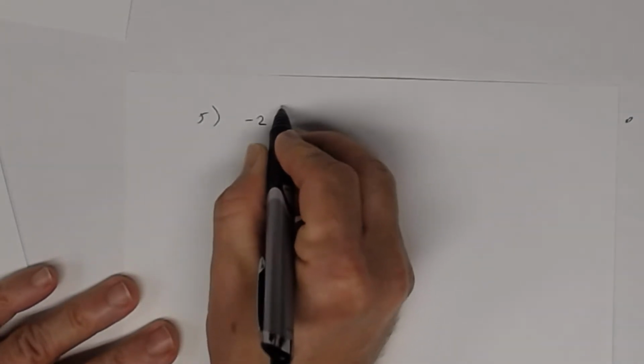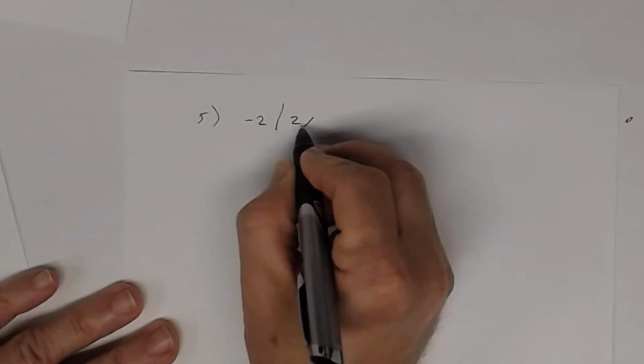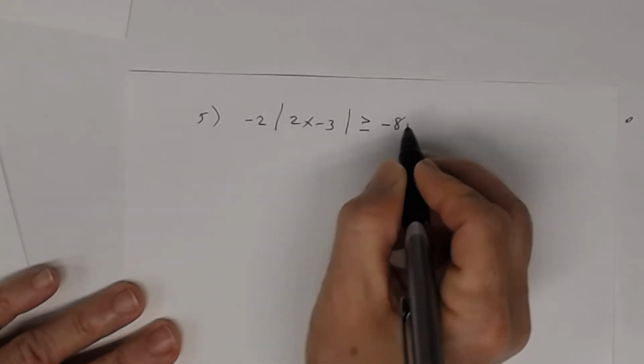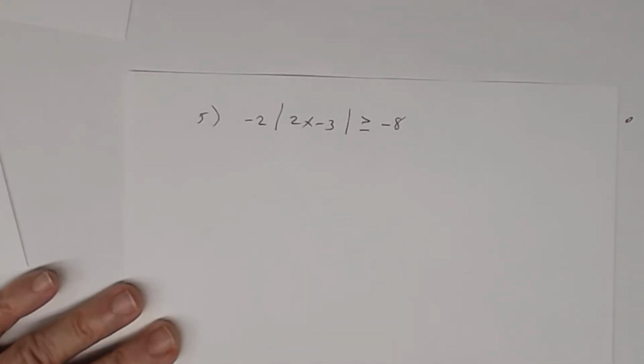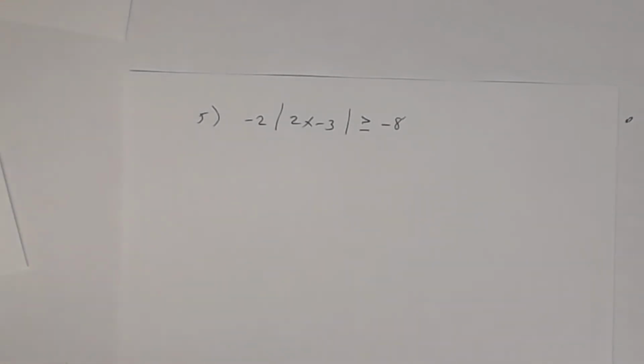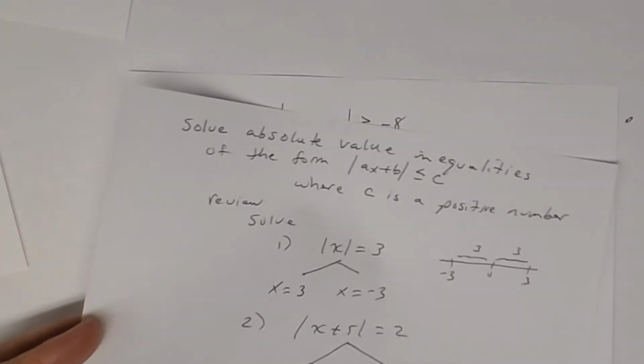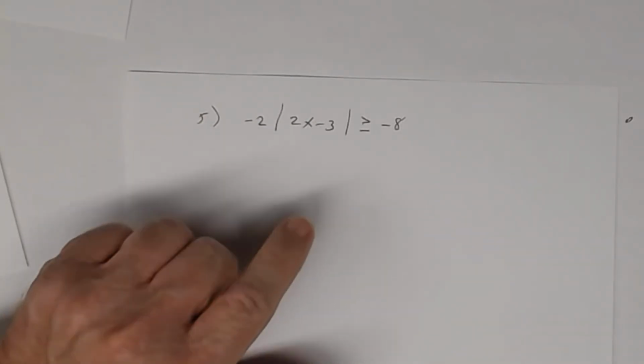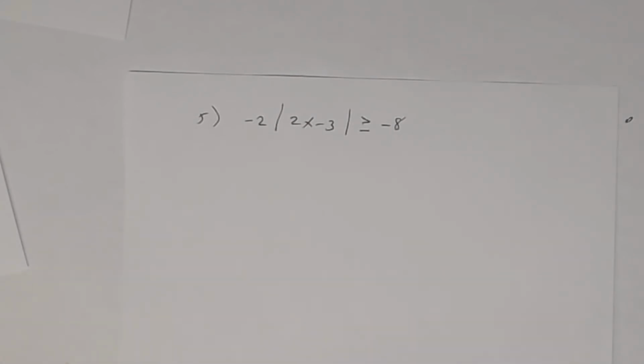Okay, so let's look at number 5 now. Based on what we just talked about, let's see what you're going to do with number 5. So here's number 5. We have negative 2 times the absolute value of 2x minus 3 is greater than or equal to negative 8. Now, some of you are going to say, well, you said that this lesson is only going to have less than inequalities, and now you have a problem that's a greater than. Well, hold on. Let's go through the process first, and you'll see what's going to happen.